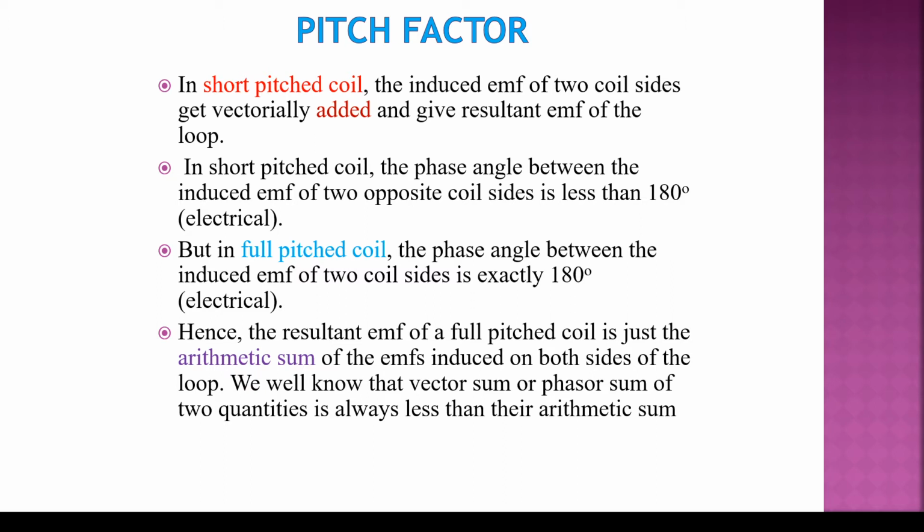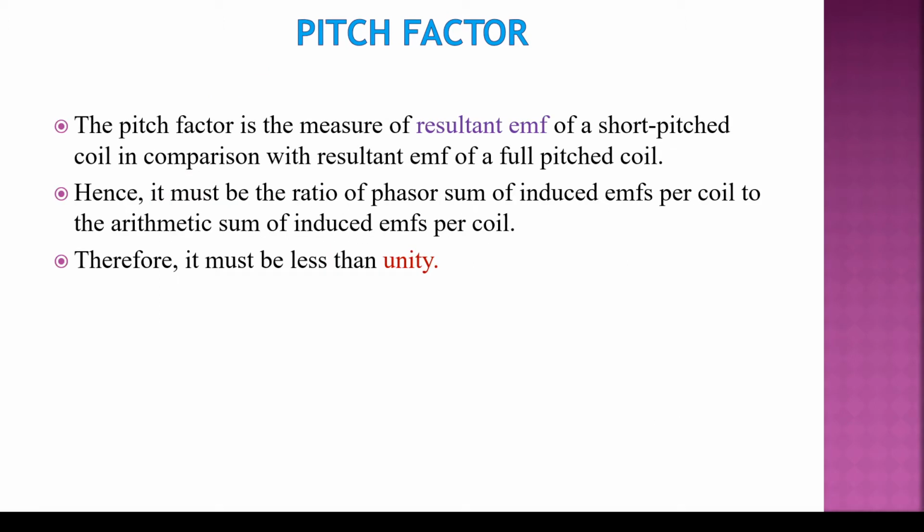So we know that a vector sum or phasor sum of any two quantities will always be less than their arithmetic sum. So pitch factor is a measure of the resultant EMF of a short pitch coil in comparison with the resultant EMF of a full pitch coil. So it is a ratio of the phasor sum of induced EMF per coil to the arithmetic sum of induced EMFs per coil. And it is less than unity. That is, it is less than 1. Pitch factor is always less than 1.